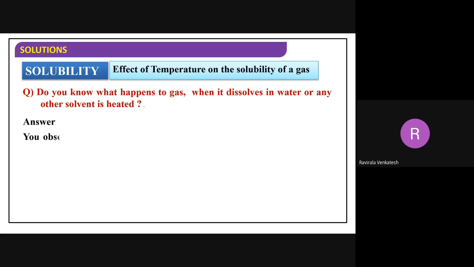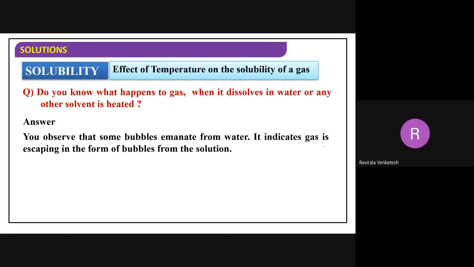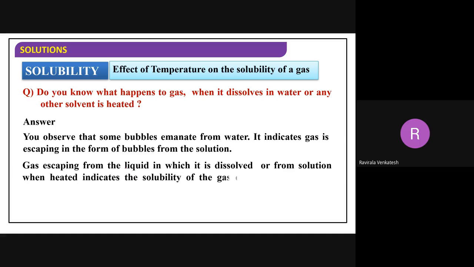Now, do you know what happens to a gas dissolved in water or any other solvent when it is heated? You observe that some bubbles emanate from the water. It indicates gas is escaping in the form of bubbles from the solution. When you heat, solubility decreases, and whatever gas is dissolved in the water escapes from the solution in the form of bubbles, isn't it?